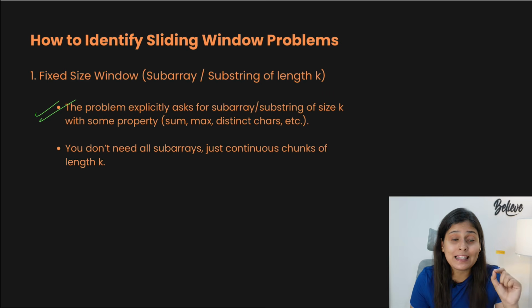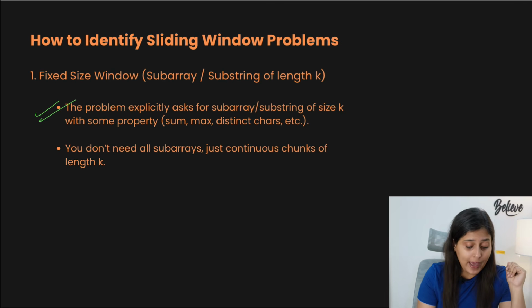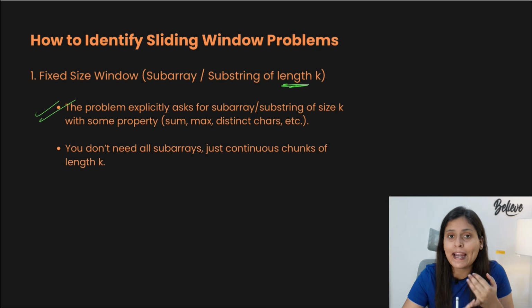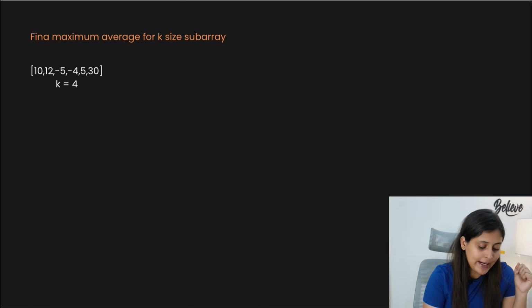So whenever in the problem you have been given to calculate the maximum or average of a subarray where the length k is fixed, you can blindly go for a sliding window with a fixed size window. So what is this, and how do we actually solve the problems related to this? Let's see with this particular example.